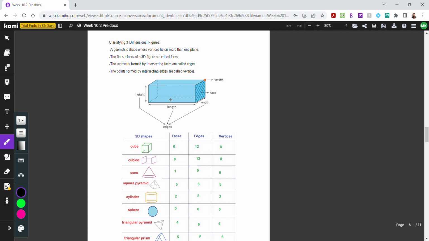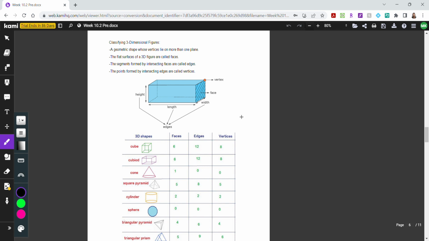The segments formed by intersecting faces are called edges. Like this is an edge, this is an edge, this is an edge, and this is an edge, and so on. And then the points formed by intersecting edges are called vertices, or your corners, essentially. But the more geometrical term is vertices, so I'm just going to refer to that. Again, this is your vertex, vertex, vertex, vertex, vertex.